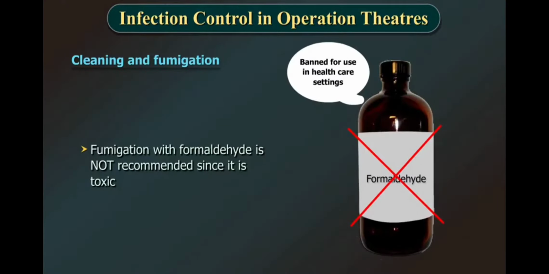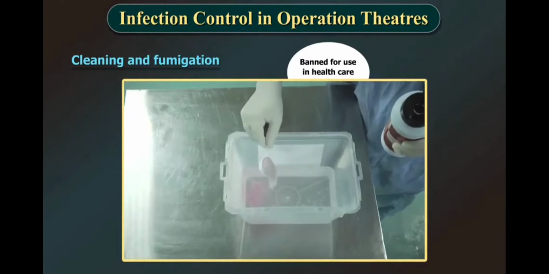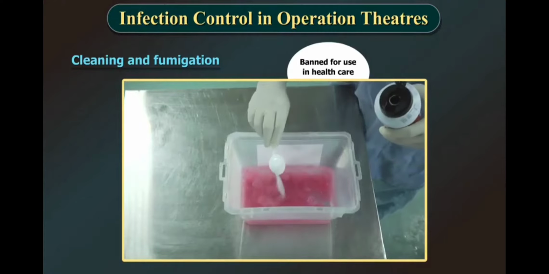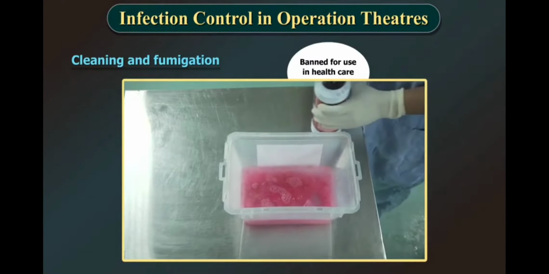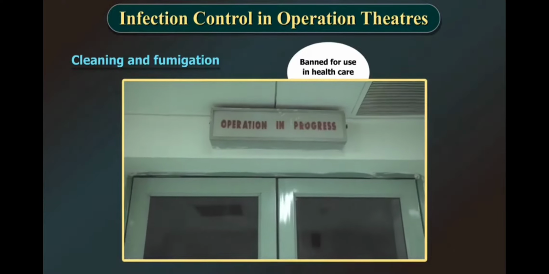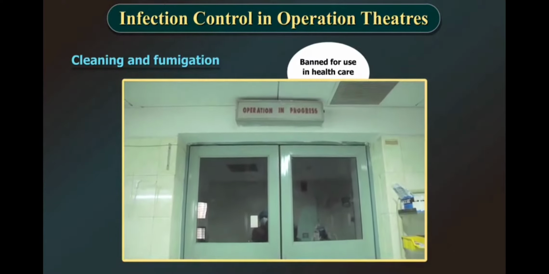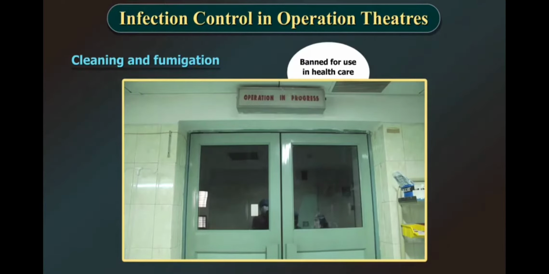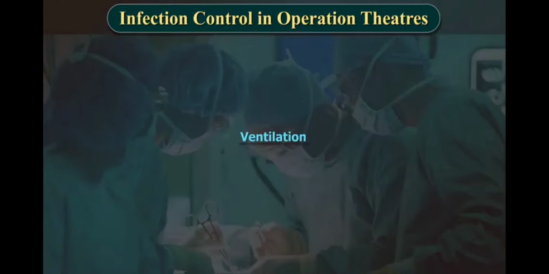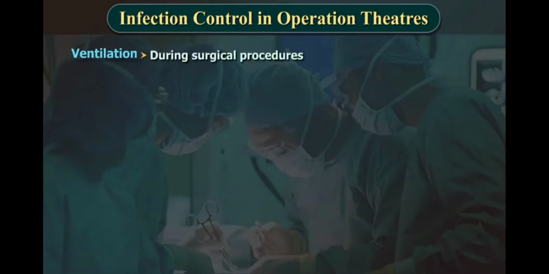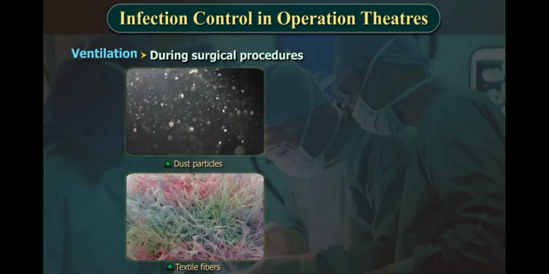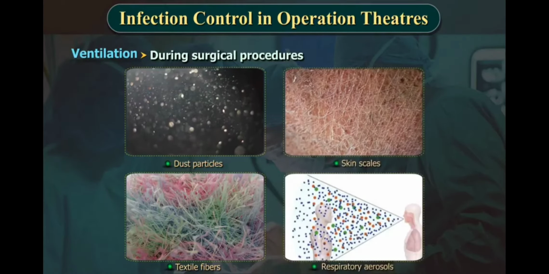Fumigation with formaldehyde is not recommended since it is toxic. Alternate methods of fumigation may be used with commercially available chemicals. Always follow manufacturer's recommendations. Appropriate procedure needs to be followed for fumigation, keeping all doors and windows closed, keeping all staff and patients out from the fumigation area, and it may be done on holidays or when the OT is non-operational.